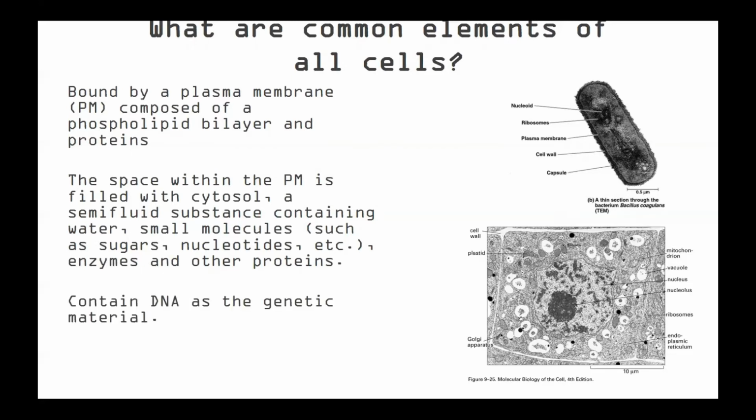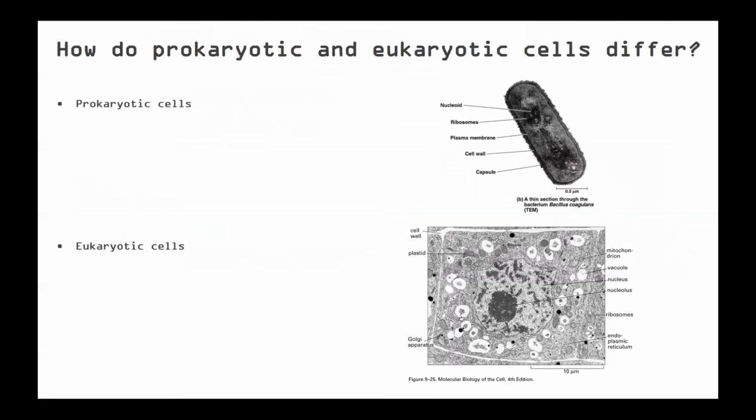And they're all going to contain DNA as a genetic material. So we've got these things in common. We've also got ribosomes that are going to synthesize our proteins. So we've got a lot of things in common, but we also have a lot of differences. So some differences between prokaryotic cells and eukaryotic cells.